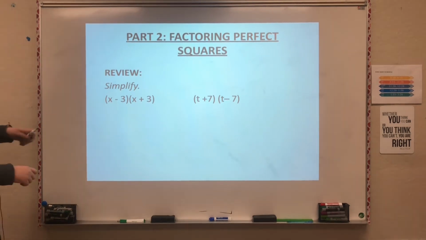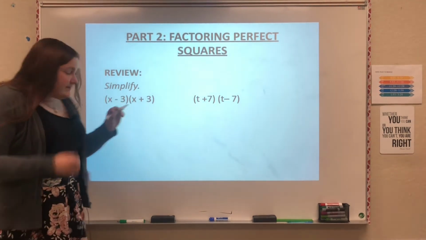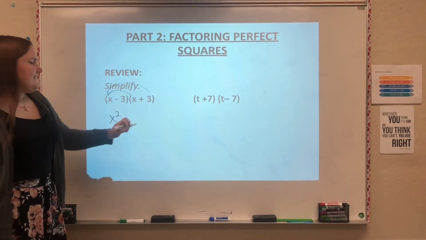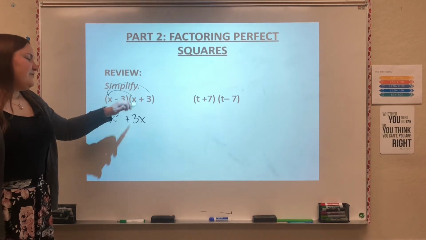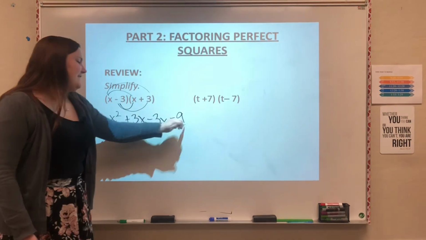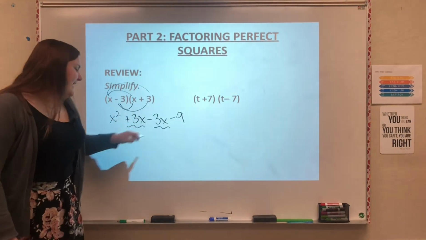Alrighty, this first one here, when we go to multiply it up, same as what we were doing for those other ones. X times x, we're going to say x squared. X times that 3 gives me a positive 3x. Then here, negative 3 times x is negative 3x. Negative 3 times positive 3 is negative 9.